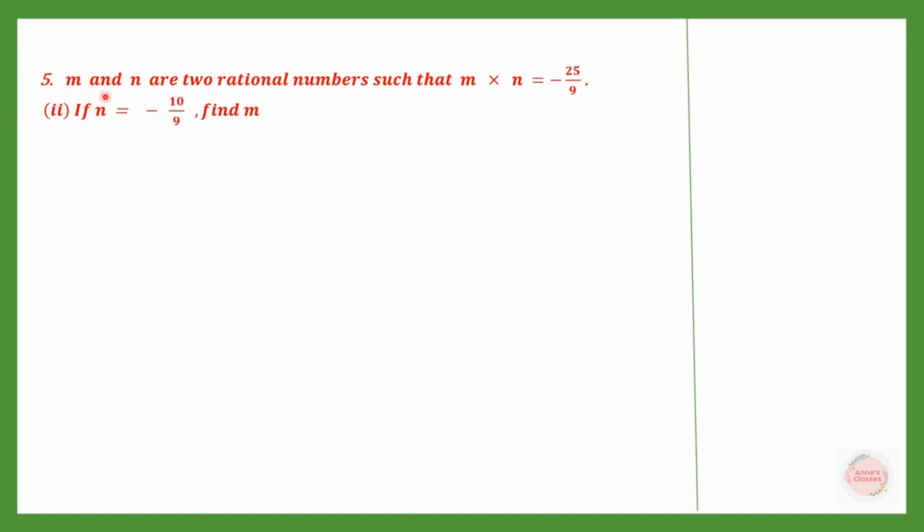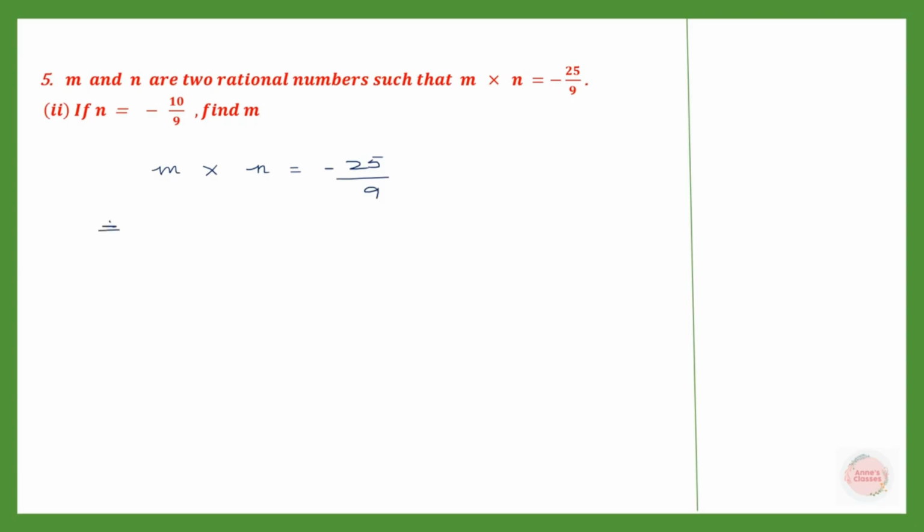Question 5, it's the same question. Now we have a second part to it. So we have m into n equals minus 25 by 9. This time we have been given the value of n and we're asked to find the value of m. So just like the previous question, let's start by saying m into n is equal to minus 25 by 9.